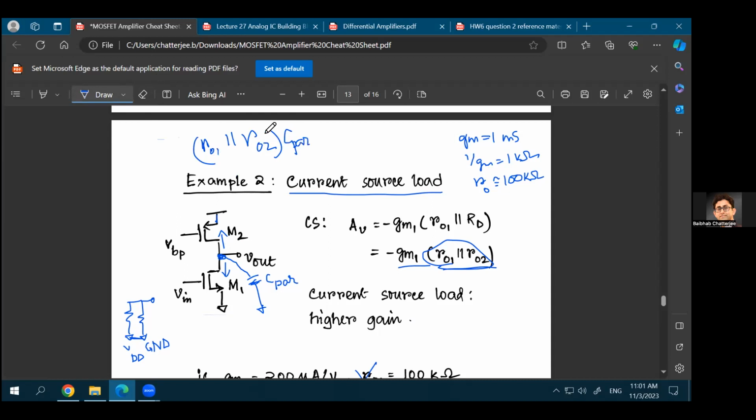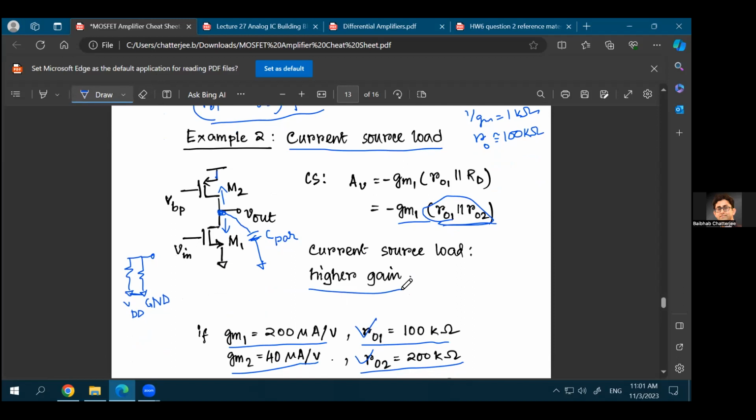Because your R01 parallel to R02 is large, this RC value is also large. If the RC time constant is large, bandwidth, which corresponds to the inverse of your RC time constant, will be small. So even though you have a higher gain, your bandwidth will be small.